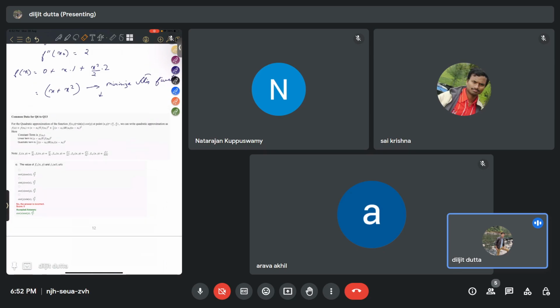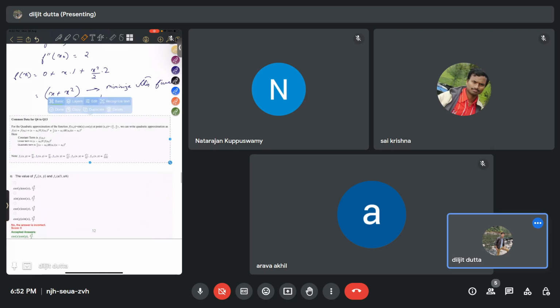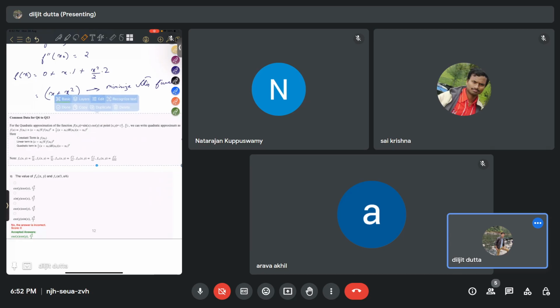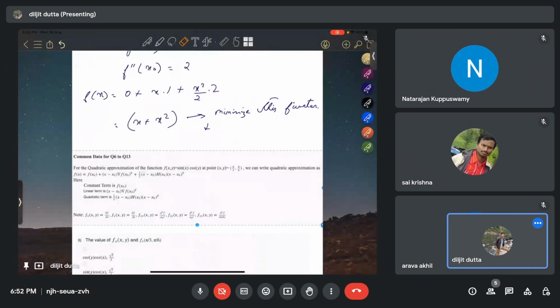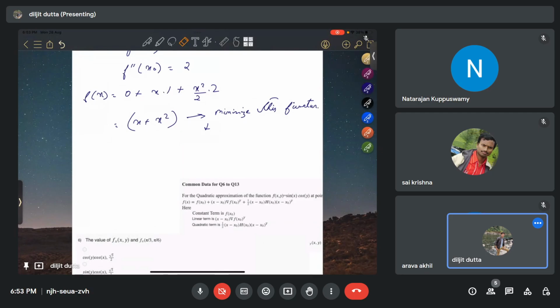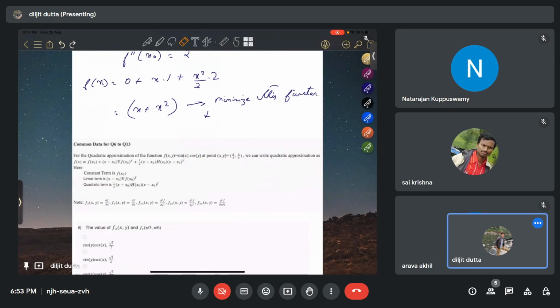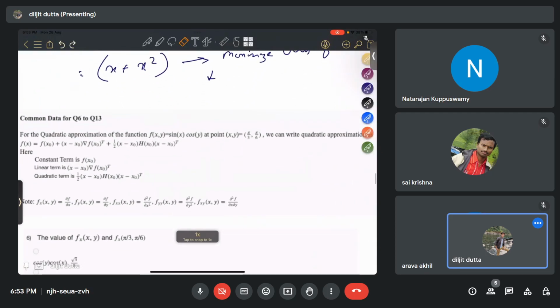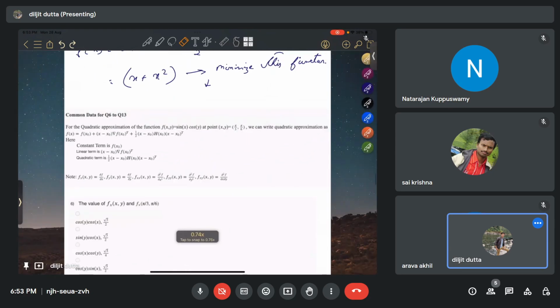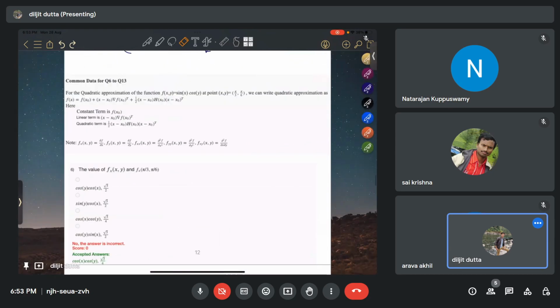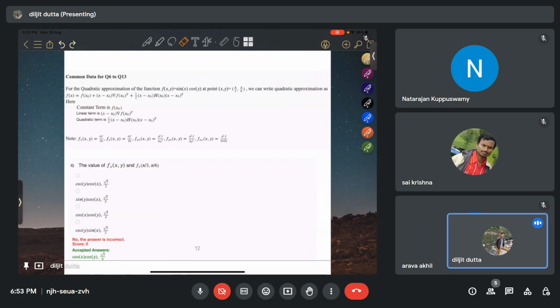Okay. So for the next questions, I hope you can see the screen. It might be slightly small. I hope you can see the screen properly. Yeah. So this is a multivariate function. It's not a single variate.